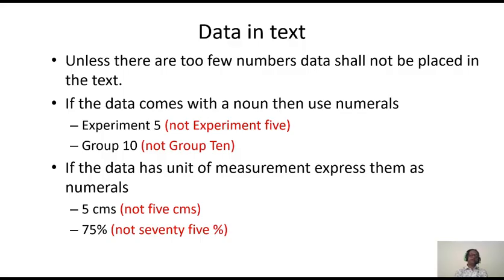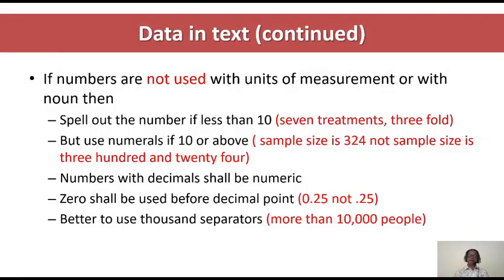If the data has a unit of measurement, express them as numerals. So suppose you have something like 5 centimeters. Centimeters should be written as cm, or you may write full centimeters, but the corresponding number should be in numerals only. 75%, not 75 and then the word percentage. So these are some important things you have to remember when you want to tell something about data in a textual form. Now, data in the form of text, to be continued.